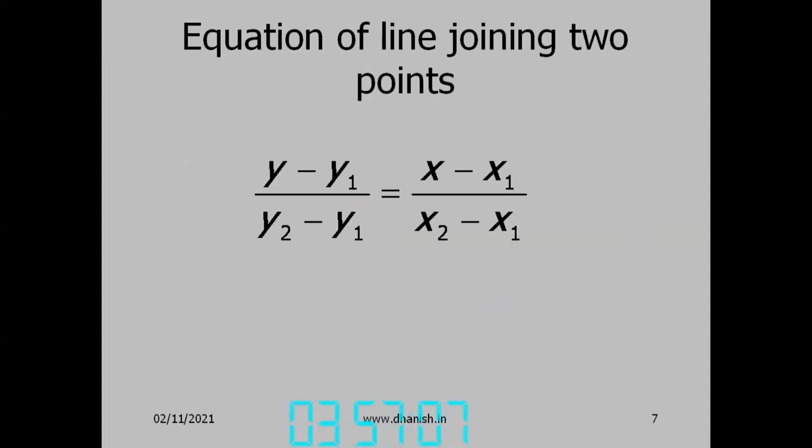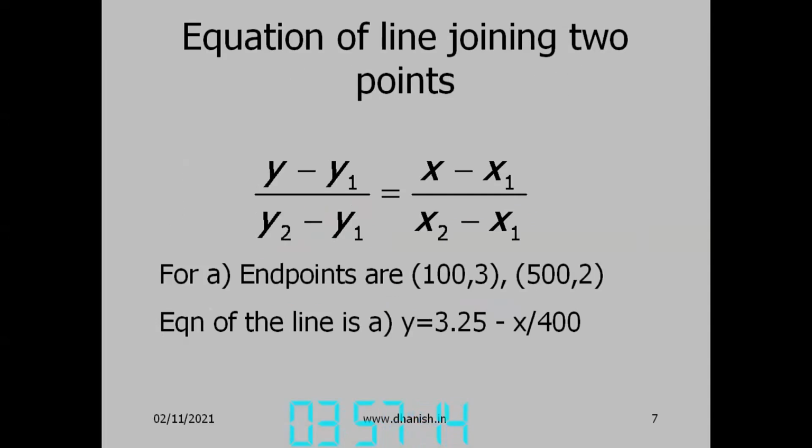The equation of the line joining two points is (y minus y1) by (y2 minus y1) equal to (x minus x1) by (x2 minus x1). The endpoints are (100, 3) and (500, 2). Here there is a small problem, and you have to be careful. 100 is in millimeters, whereas the y direction movement is measured in micrometers, so there is a small distortion because of that. The equation of the line for data set A is this one, and for B is okay. We can do and verify all this.